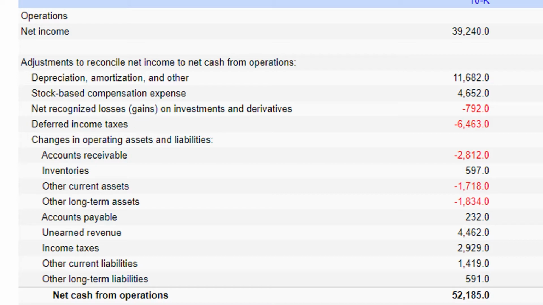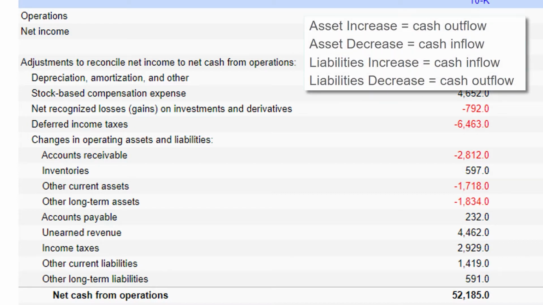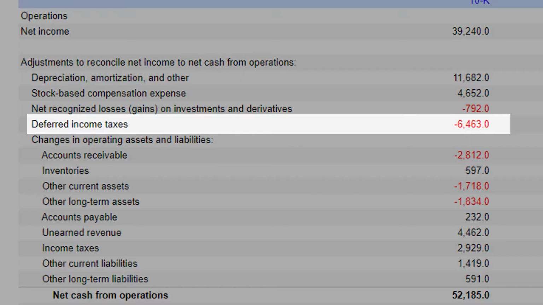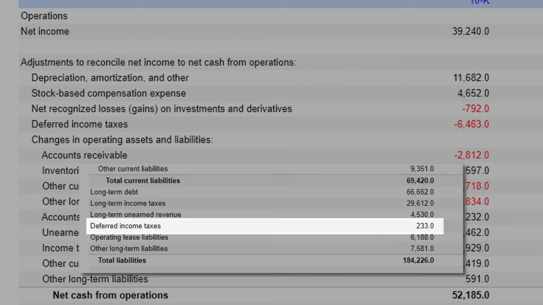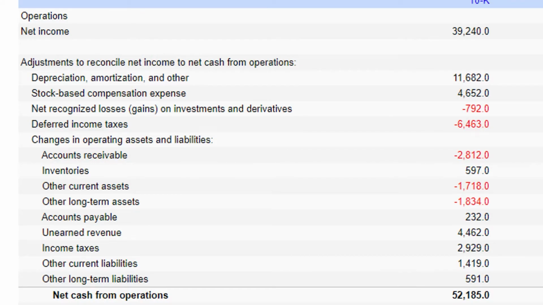So next is deferred income taxes. If you look up here in the upper right, an increase in an asset is a cash outflow. A decrease in an asset is a cash inflow. An increase in a liability is a cash inflow. And a decrease in a liability is a cash outflow. So in this case, deferred income taxes is negative. Microsoft has a deferred income tax liability on their balance sheet. So since this is a cash outflow, that tells me that Microsoft's deferred income tax liability decreased over the period and they have a negative $6.4 billion cash outflow.